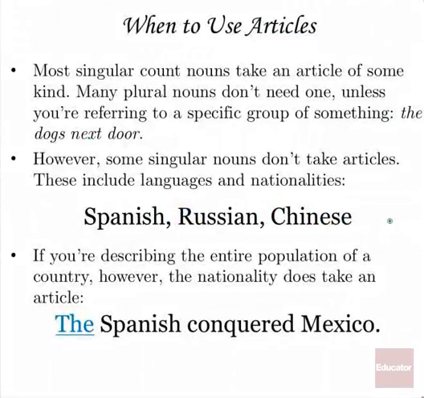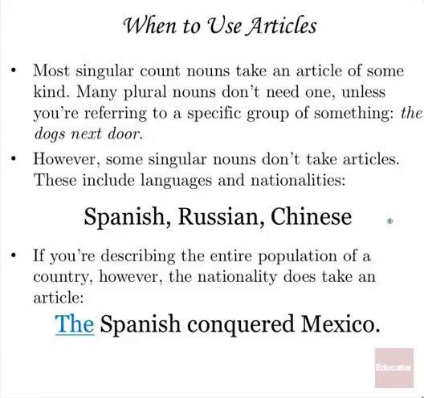Okay, when do you use articles and when do you not? Most singular count nouns take an article of some kind. Many plural nouns don't need one unless you're referring to a specific group of something. So you would say, dogs chase cats. You don't need an article. You're just talking about general dogs. But the dogs next door always chase my cat. Well, now you're referring to a specific group of dogs, so you take an article.